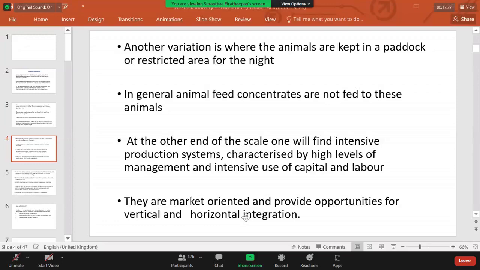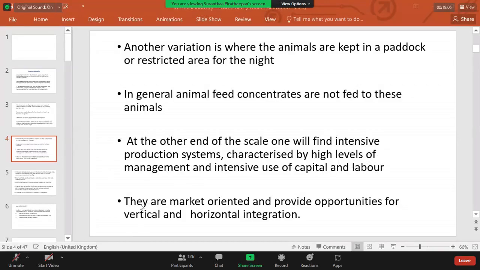But in the intensive system, because you're keeping the animal completely in a space, in a place, you have to spend more money. High level of management: you have to manage the animal very carefully because you have to give everything to the animal, feeding and watering and everything. And intensive use of capital and labor. The laborers, whether you do it yourself or the family members do it, that depends. Hiring laborers, so everything here is very intensive. Capital is also higher, not like extensive.